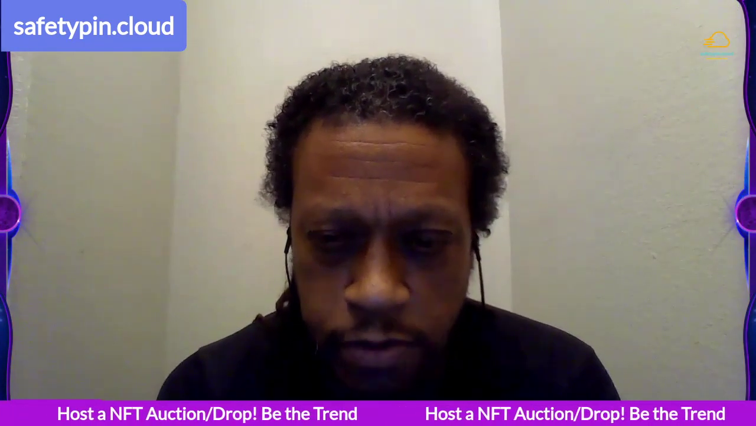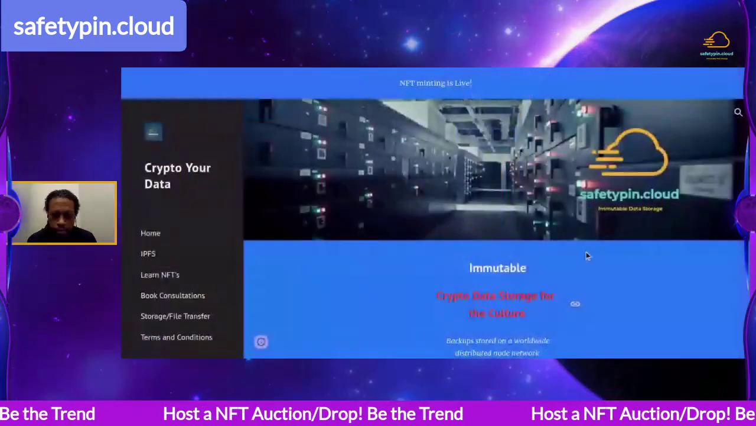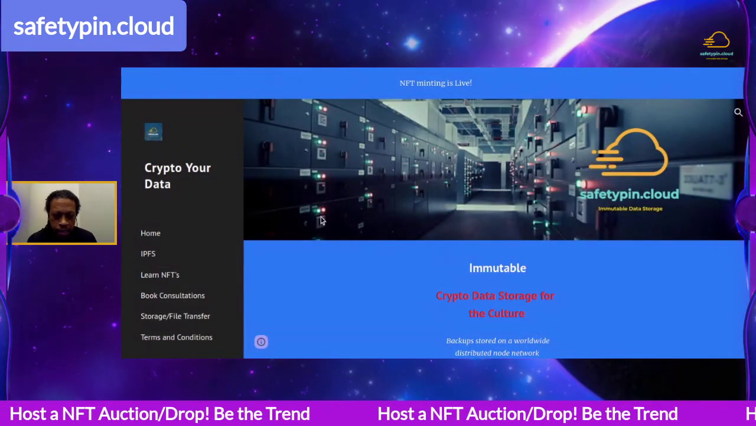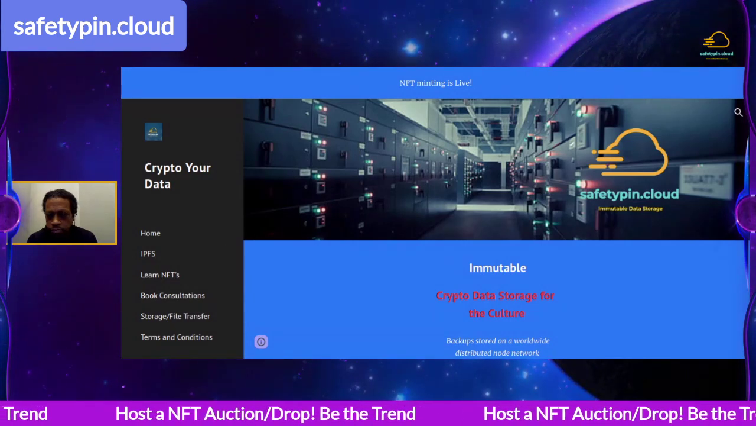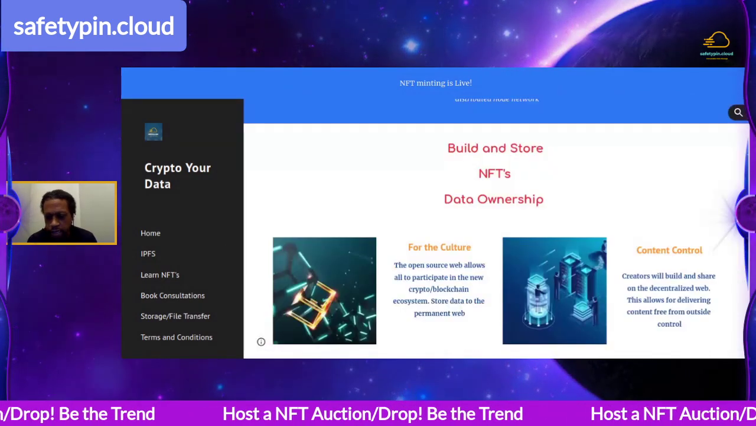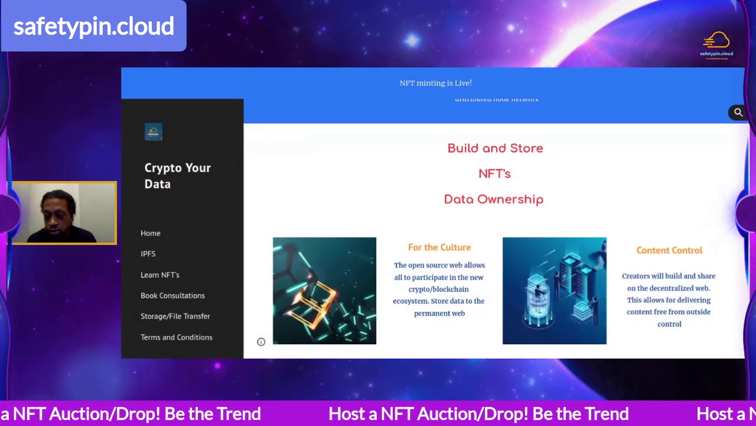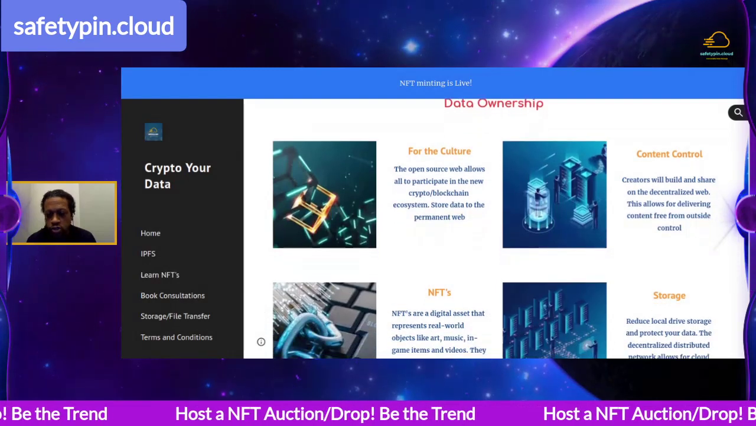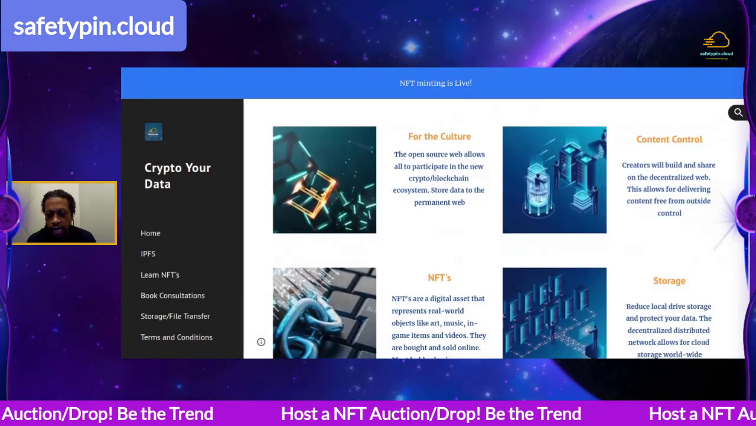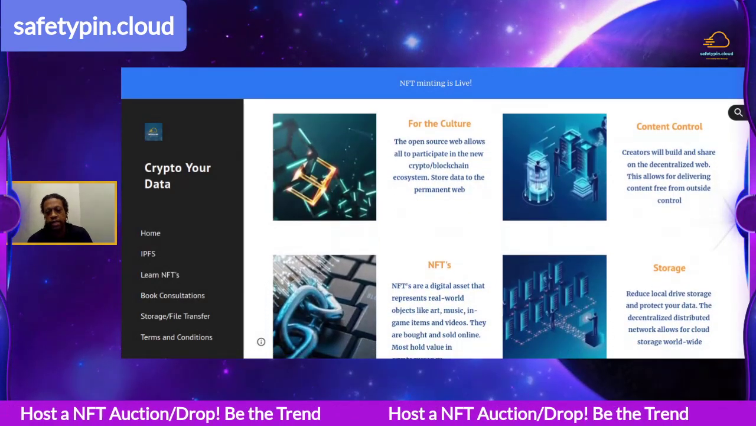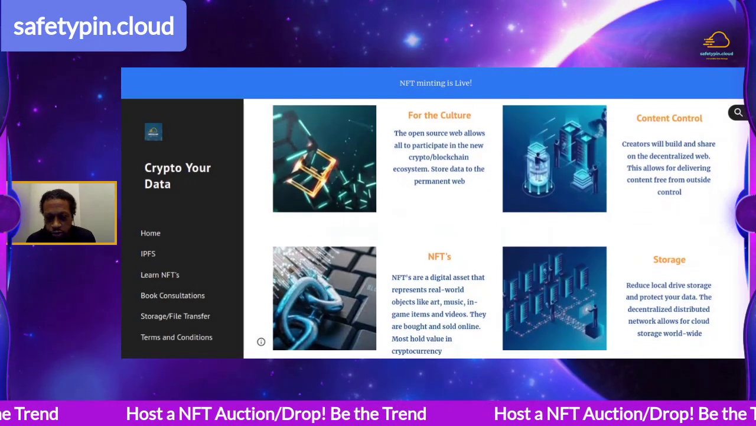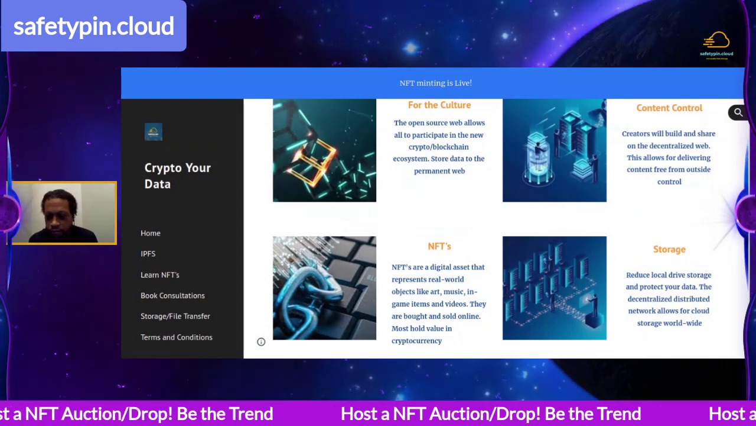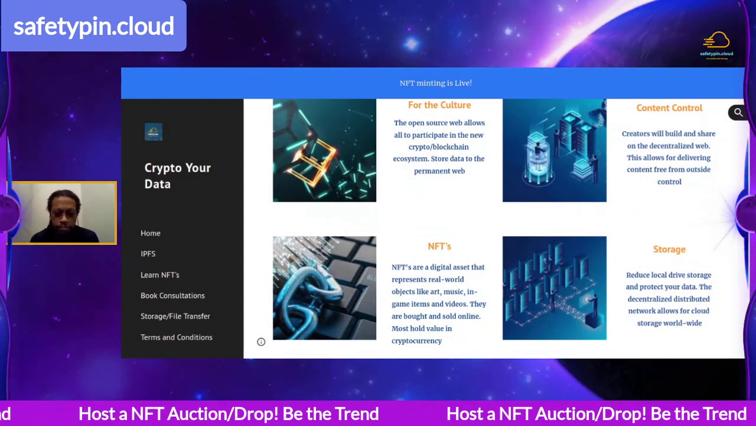One of the first things we want to start off with is sharing the information about our website. You can go here, safetypin.cloud, and you can learn about cryptocurrencies, learn about NFTs. You can learn about the IPFS file system that stores your data, that makes it decentralized, and the CIDs, which help identify and give it your unique address, and it makes it permanent on the web. It's immutable, where nobody can take that information from you, and you have complete ownership of it.